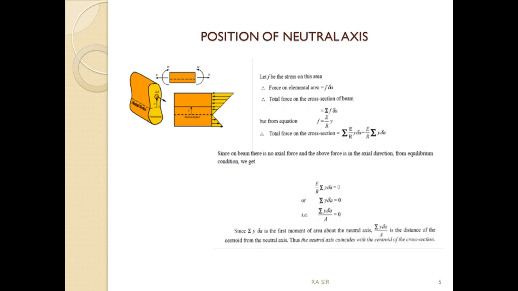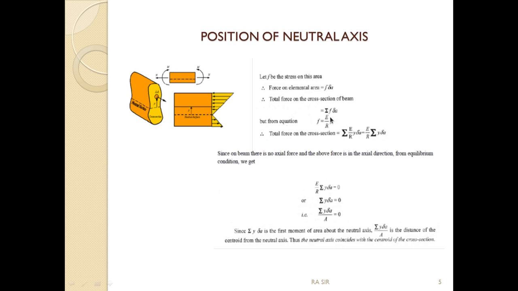So we have taken an elemental area dA, and the force applied here is creating a stress that is small f. So the force on the elemental area is fdA. Now the total force on the cross section of the beam is the summation of fdA.